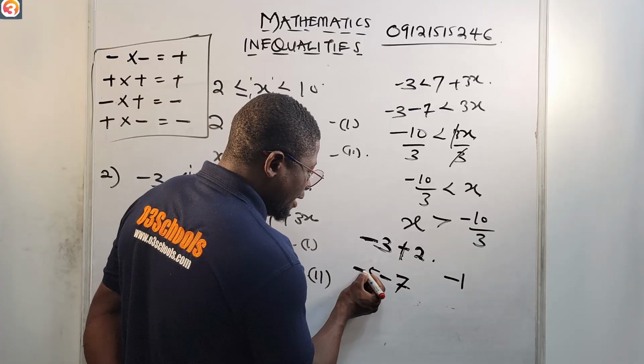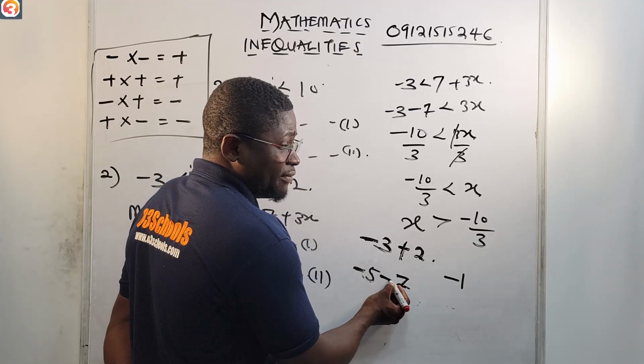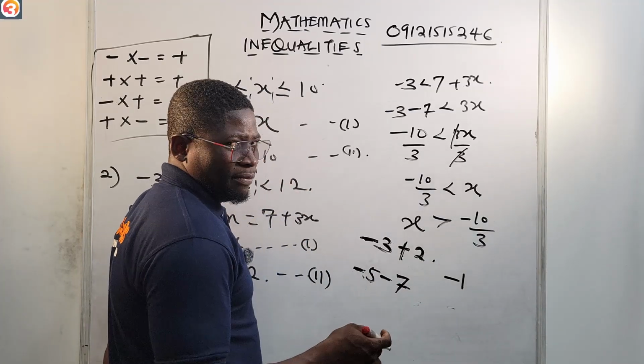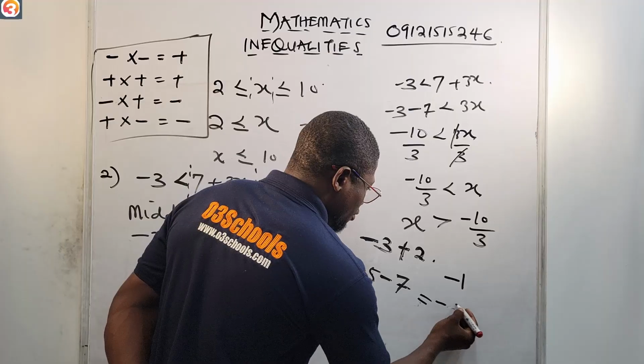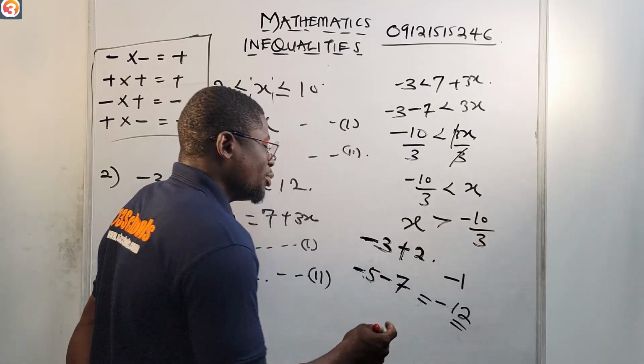You are owing 5 naira. You now went to borrow 7 naira again. How much are you owing altogether? Okay, you see that we are owing a total of what? 12 naira. This 12 naira you are still owing.